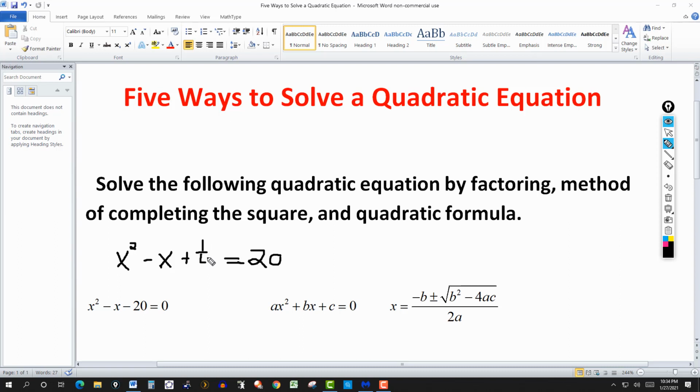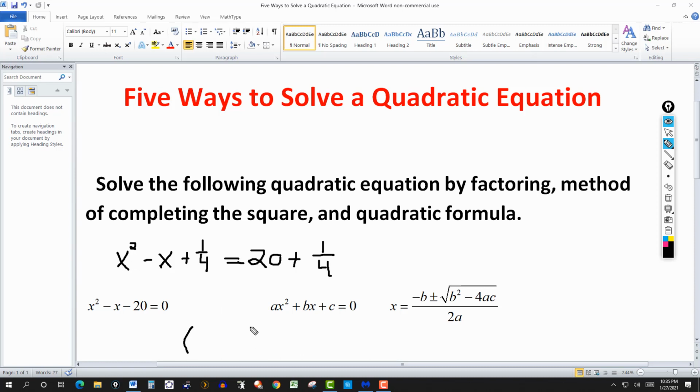So -1/2 squared is 1/4. So the procedure says we add that number to this side, but then to keep it legal, we add it to the other side. So this will be 1/4. Add it to this side. Okay. So then, the left side, based on the procedure that I use, should be a perfect square.